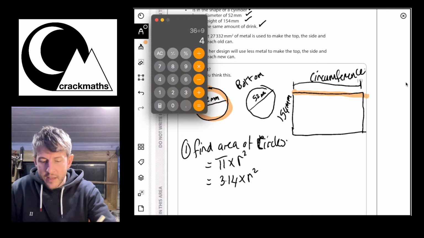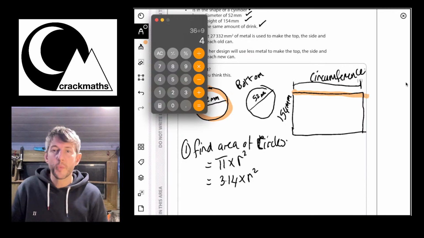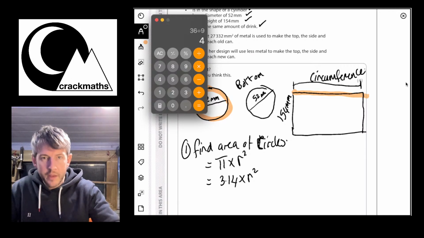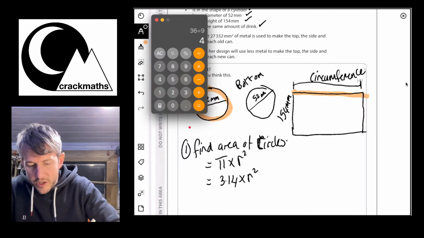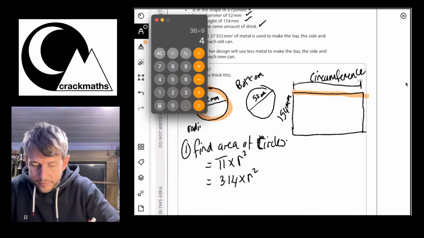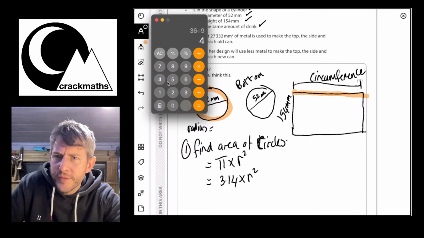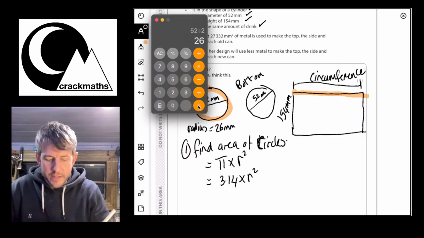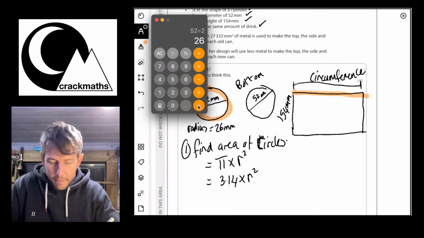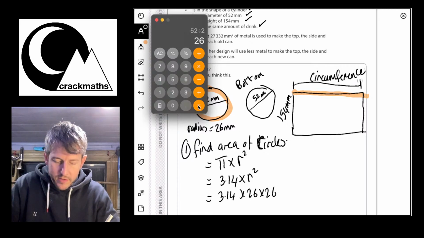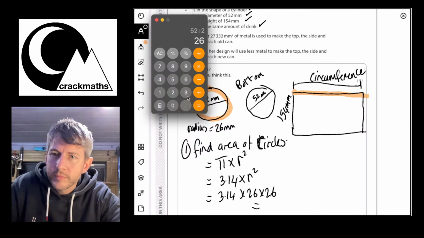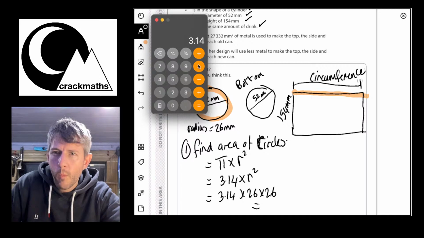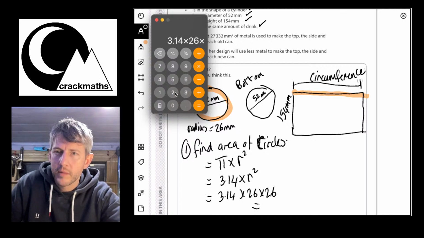If we know that the diameter is 52 millimeters, the radius is the word that we use to refer to half of the diameter. So if the diameter is 52 millimeters, the radius will equal 52 divided by 2. So the radius will equal 26 millimeters. So the area of the circles will be 3.14 times r squared, which is going to equal 3.14 times 26 times 26. And let's find out what that is. 3.14 times 26 times 26.